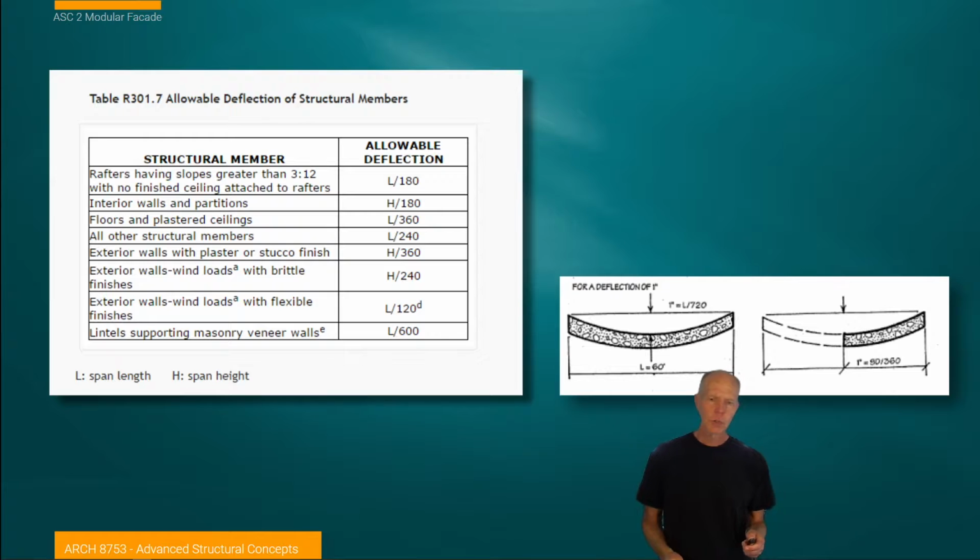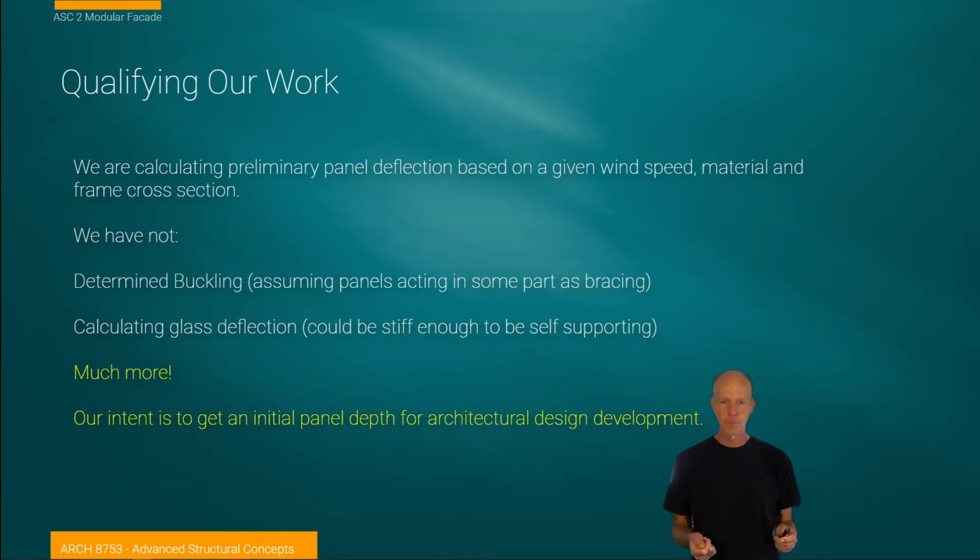One of the nuances to the discussion of this L over is that when we're talking about wall deflections, we actually can change that to an H to be more clear. We're talking about the span height when we're talking about a wall, so it might be H over 360 instead of L over 360.